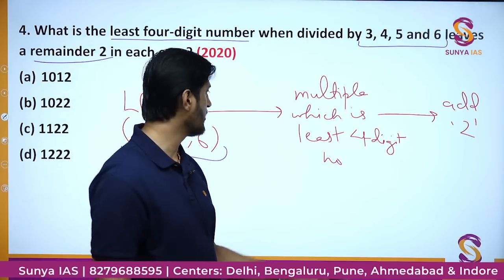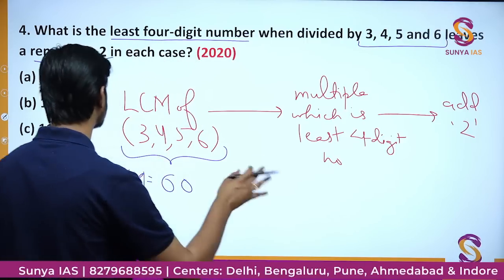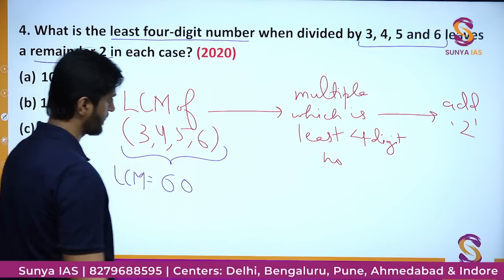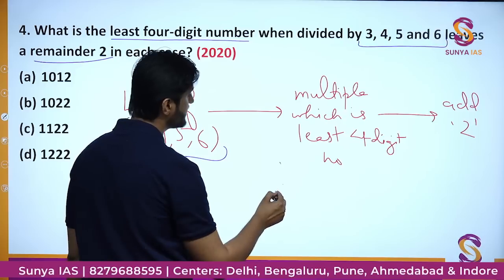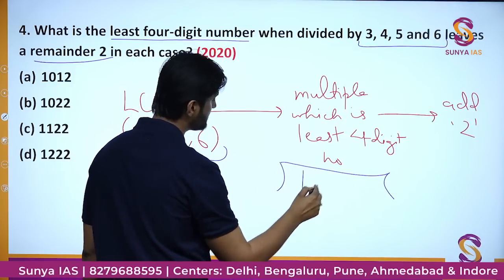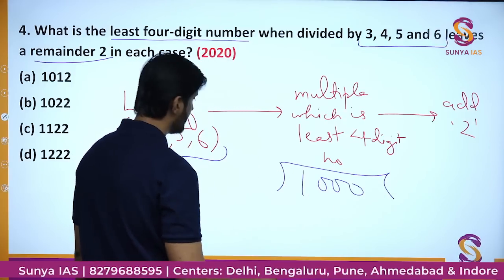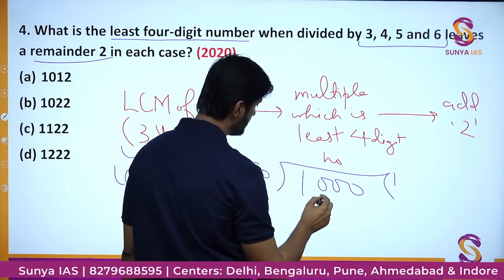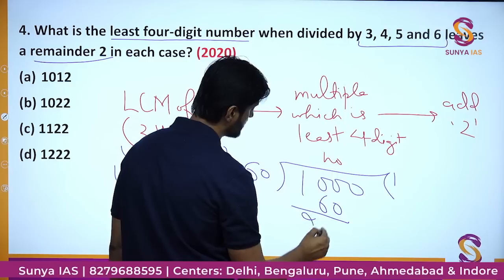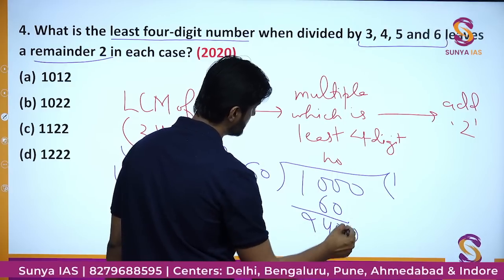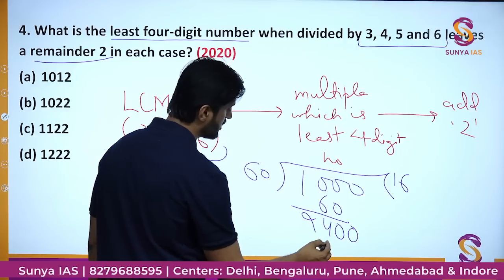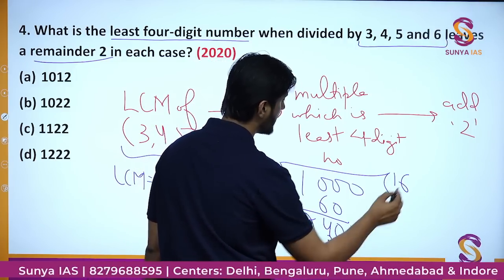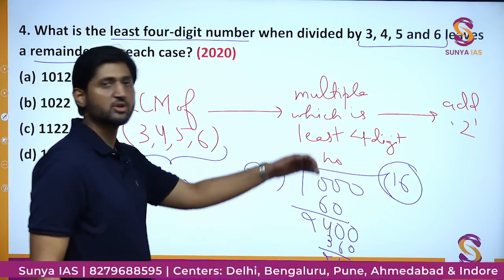So if we talk about this least 4-digit multiple of 60, we have to find a suitable number. So what is the least 4-digit number? The least 4-digit number is actually 1000. When you divide 1000 by 60, what do you get? Suppose it goes 1 time, you will have 40, you get 0 from here. Again it goes 6 times, you will have 360 and you will have a remainder of 40. So until 60, the division is going perfectly.